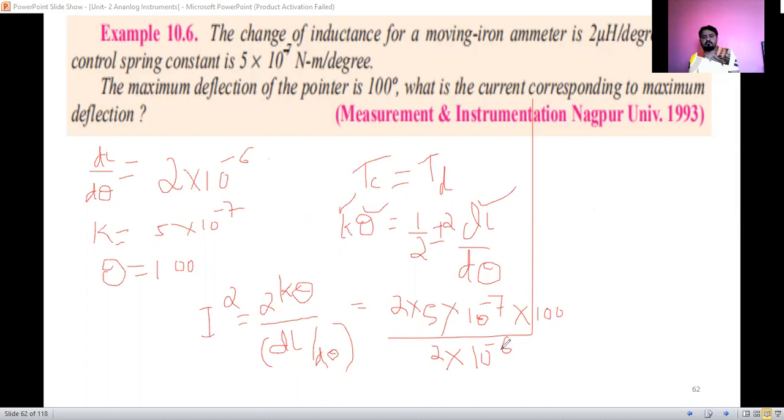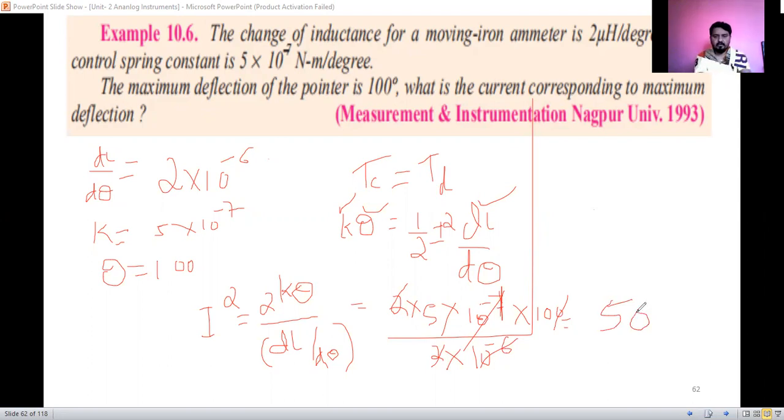Yes, 50. The 2 gets cancelled here now. 10 to the power of minus 6 and 10 to the power of minus 7 is there. When you send it to the upper side, it will become plus 6, so minus 1 is left. This 10 to the power of minus 1 and the 10 also we can cancel. 5 into 10 is 50 only, na? 50 here now.